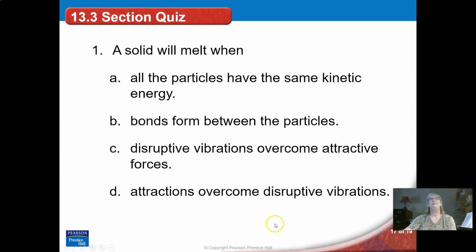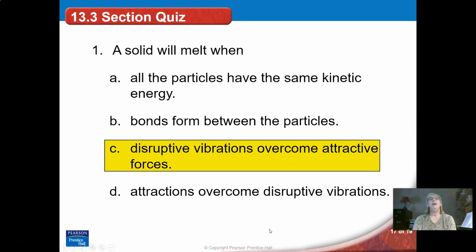Quick section. A solid will melt when... What do you think? A solid's going to melt when the vibrations that you're giving it with kinetic energy are overcoming how much attraction those molecules or atoms have for each other.